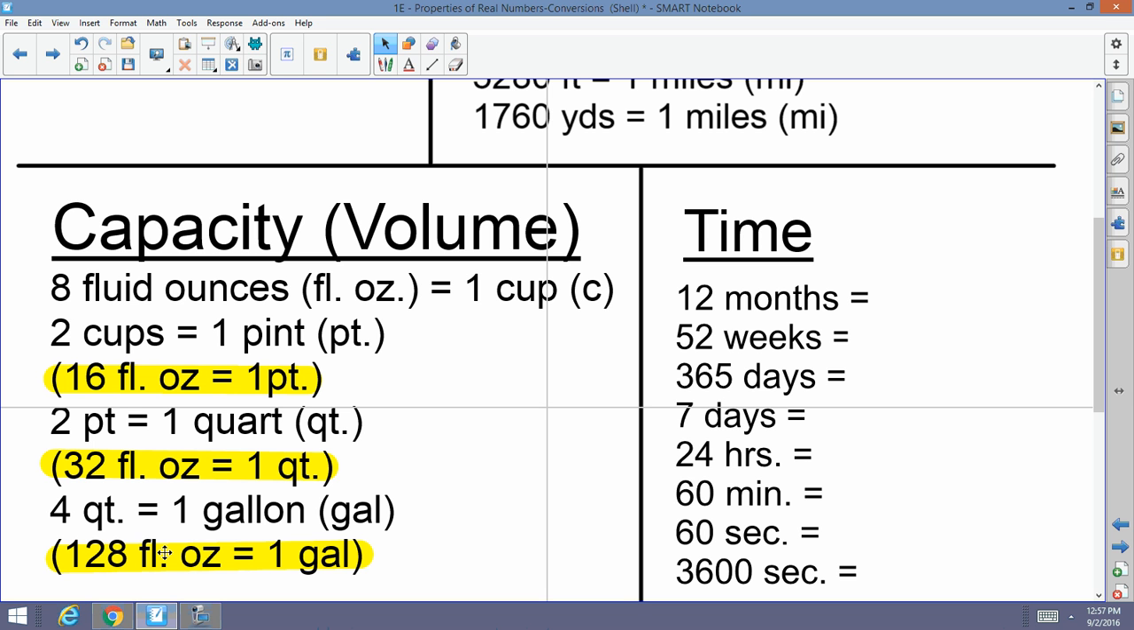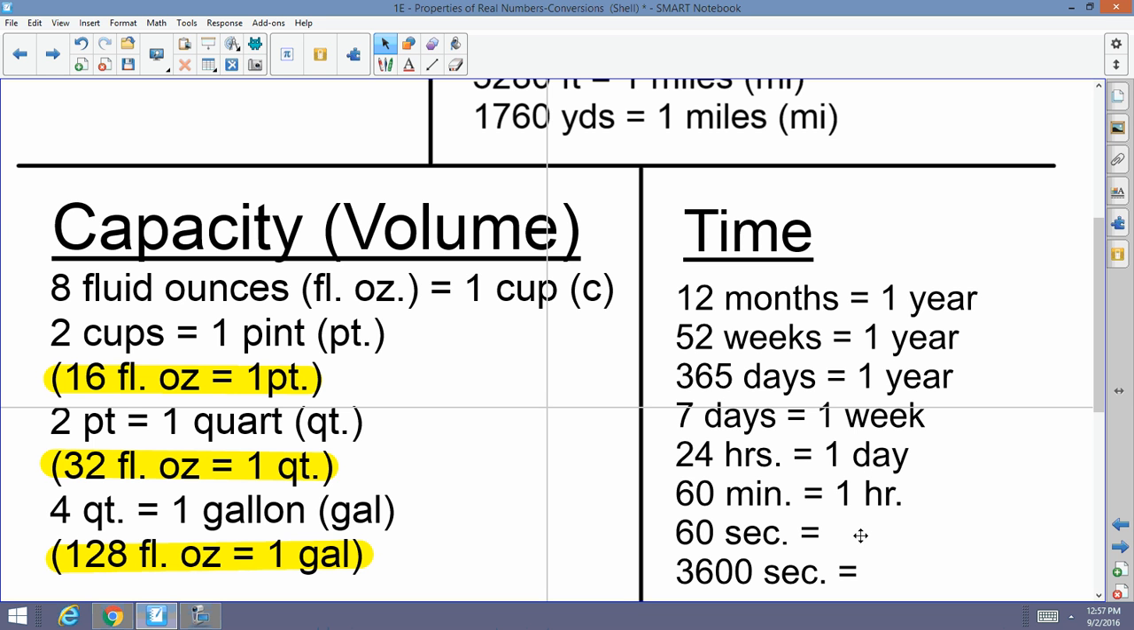Time. 12 months, of course, equals 1 year. 52 weeks equals 1 year. 365 days equals 1 year. 7 days equals 1 week. 24 hours equals 1 day. 60 minutes equals 1 hour. 60 seconds equals 1 minute. And since there are 60 seconds in every minute, 60 times 60, there are 3,600 seconds in 1 hour.